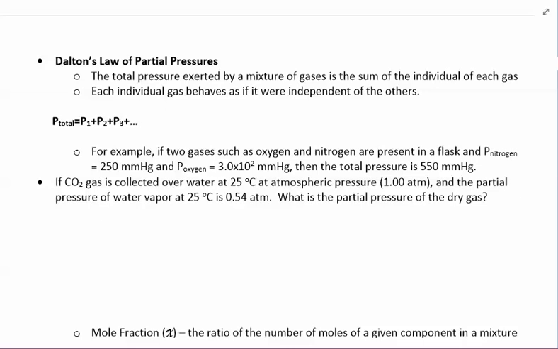Next up, we have Dalton's law of partial pressure. The total pressure exerted by a mixture of gases is the sum of each individual gas. So for these problems, if you were able to separate the gases out, each individual gas would behave independently of the others. So we have the total pressure is equal to all of the individual. Looking at this example, let's say we had oxygen and nitrogen present in a flask. The way we describe it, we say P of the specific gas. So P of O2 plus P of N2 is going to be equal to the total pressure, P total.